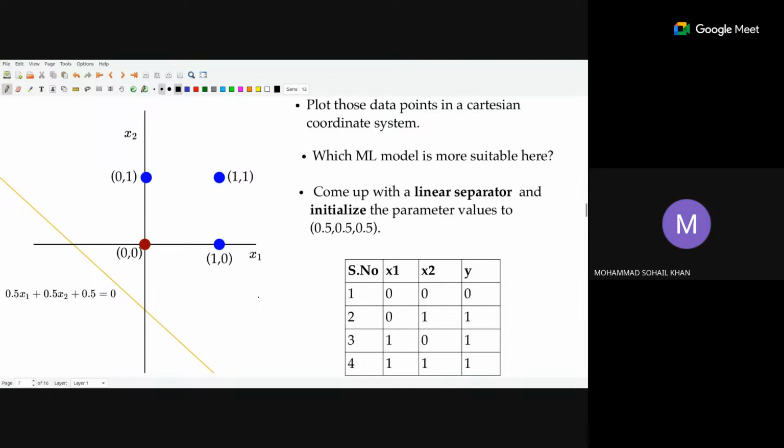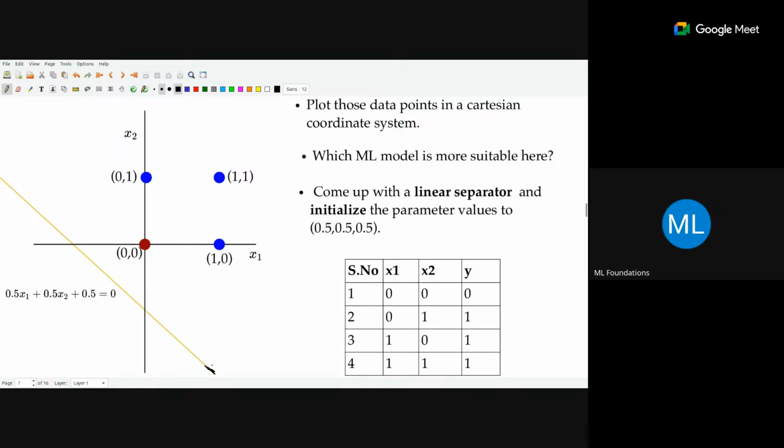Okay. Fine. So I said there is a linear separator. Let's suppose there is a linear separator, and you initialize the parameters, the coefficients of that linear separator, as 0.5, 0.5, 0.5. Now if you draw that linear separator which I gave you, this is how the line will be.